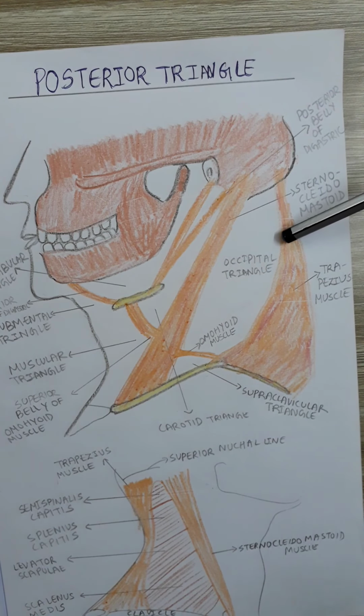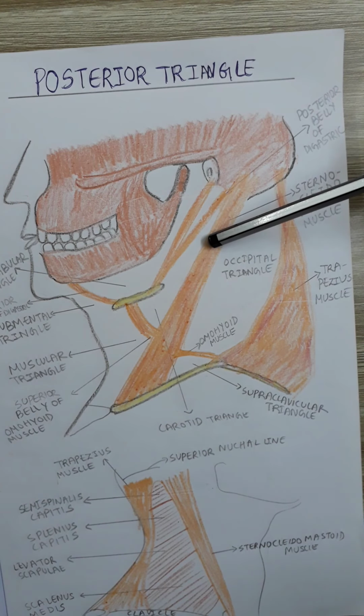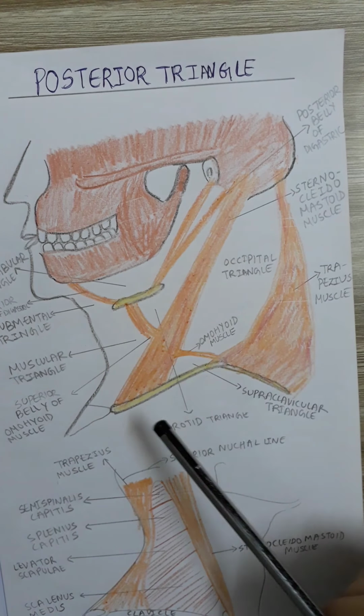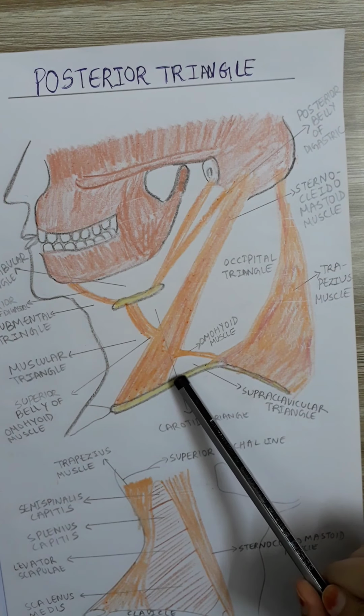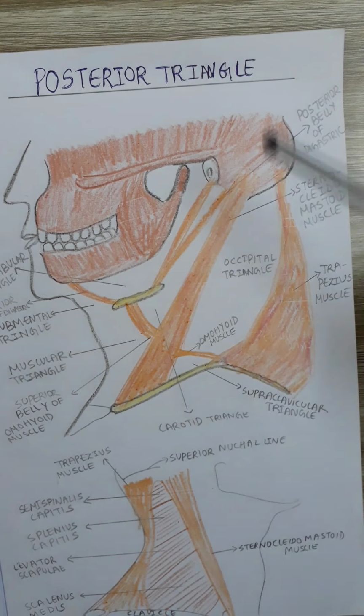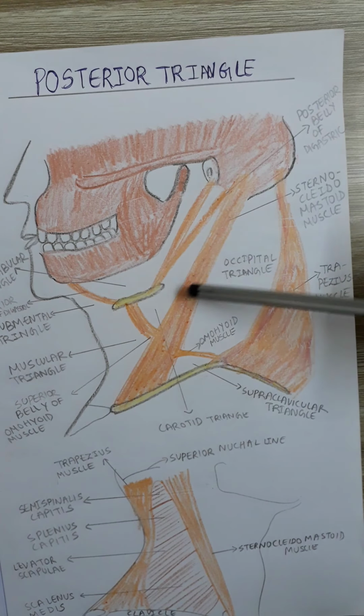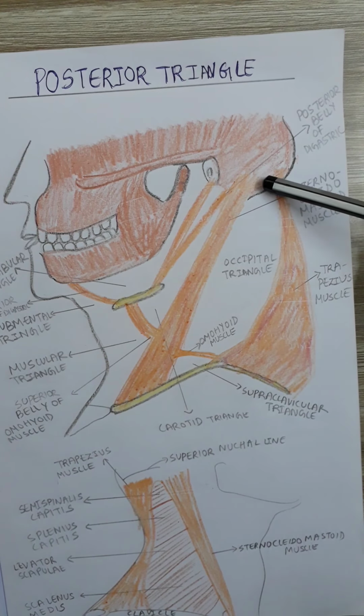Once again, the boundaries of the posterior triangle are: anteriorly the sternocleidomastoid muscle, posteriorly the trapezius muscle. The base is formed by the middle 1/3 of the clavicle and the apex by the superior nuchal line, where the trapezius muscle and the sternocleidomastoid muscle meet.